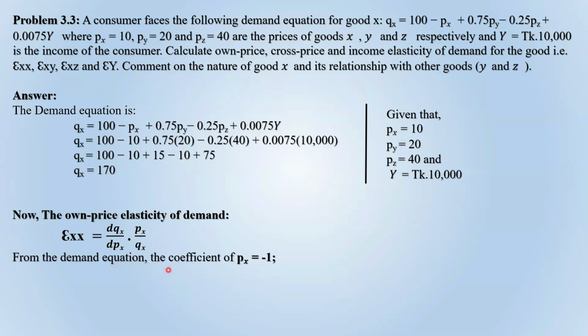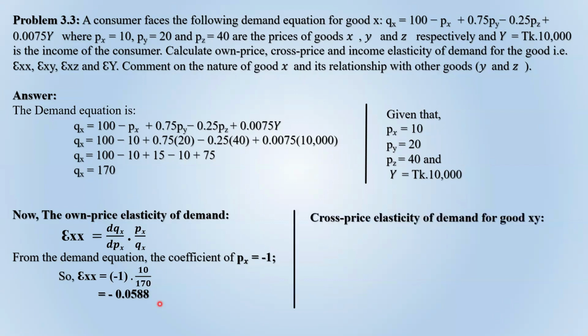From the demand equation, the coefficient of Px is equal to -1. So the value of dQx upon dPx will be -1. If we put this value in the equation, we will get our epsilon xx, which is -0.0588. It means if the price of good X increases 1%, the quantity of good X will decrease 0.0588%.